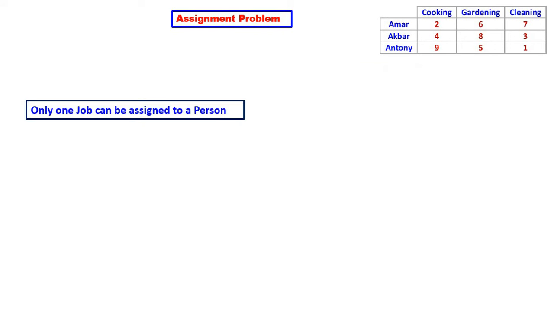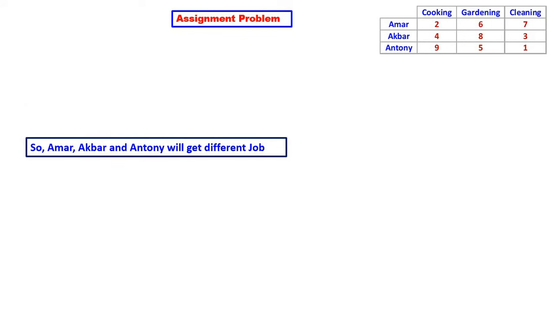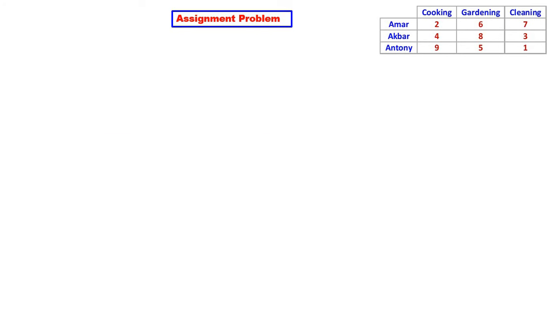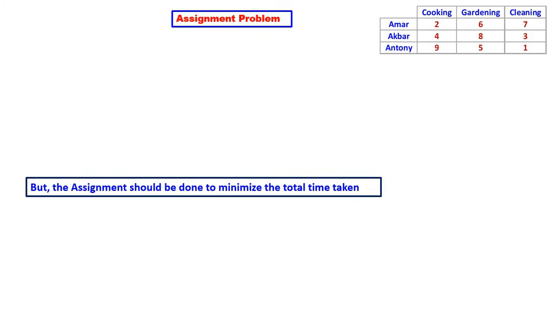So now only one job can be assigned to a person. Amar can do one of these three jobs: cooking, gardening, or cleaning. Akbar should do one of these jobs, and Anthony should do one of these three jobs. Only one job can be assigned to a person, so all three of them will get different jobs. And how should the assignment be done? Assignment should be done to minimize the total time taken for doing these three jobs. The total time taken should be as minimum as possible.